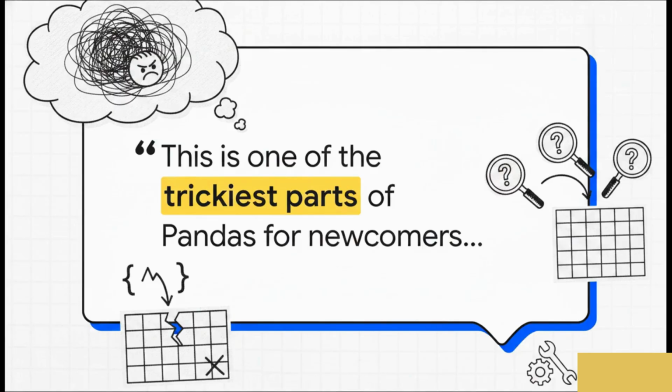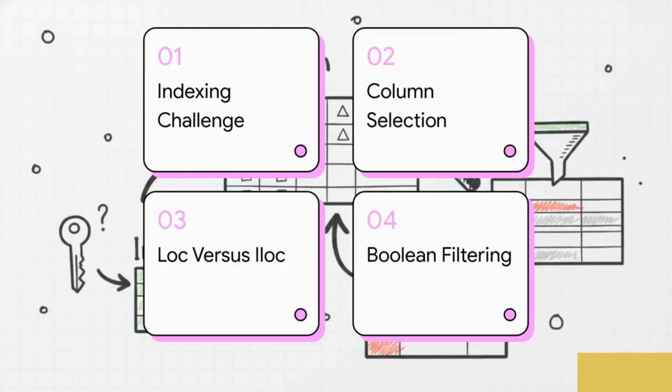And that's exactly why we're taking this full explainer to intentionally slow things down, unpack the actual mechanics, and get it completely right today. So here's our roadmap for today. First, the Pandas indexing challenge. Second, basic column selection. Third, loc versus iloc. And fourth, mastering Boolean filtering.